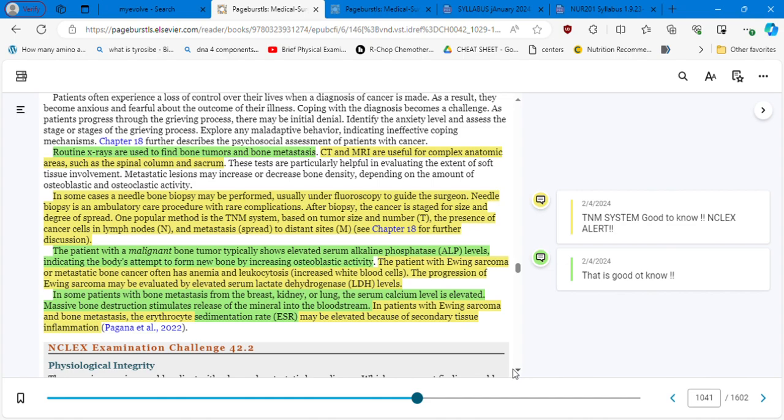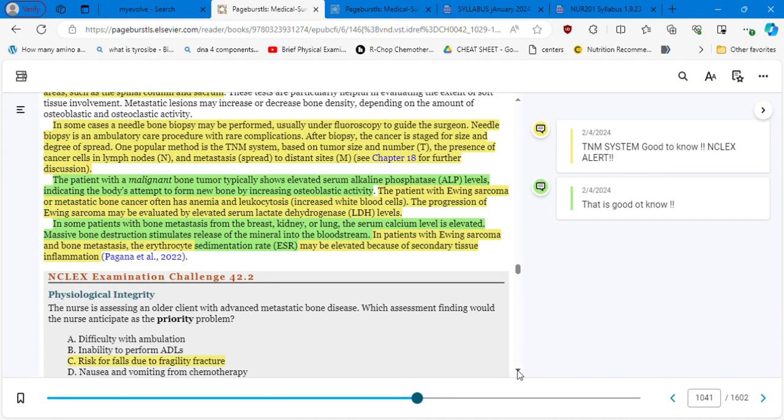It is indicating the body's attempt to form new bone by increasing osteoblastic activity. The patient with Ewing sarcoma or metastatic bone cancer often has anemia and leukocytosis, so increased white blood cells. The progression of Ewing sarcoma may be evaluated by elevated serum lactate dehydrogenase, LDH, levels. I mentioned before that this LDH is also going to be high in patients with leukemia. It's amazing, there are some patients that have a 3200 LDH level.